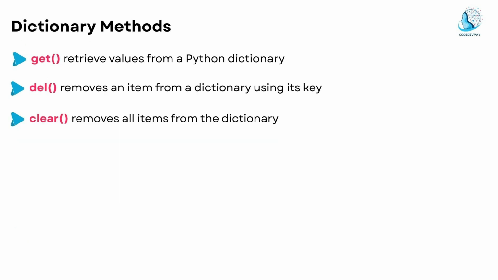Let's look at some of the dictionary methods. For the first one, we have get. This is used to retrieve values from the dictionary using their keys. We also have the del, the delete, which removes an item from a dictionary using its key. We also have the clear method, which is used to remove all items from the dictionary.